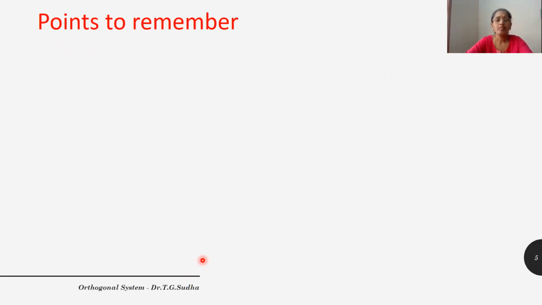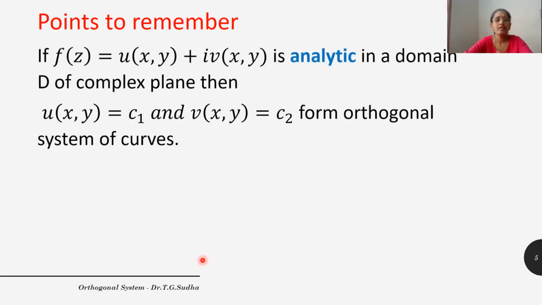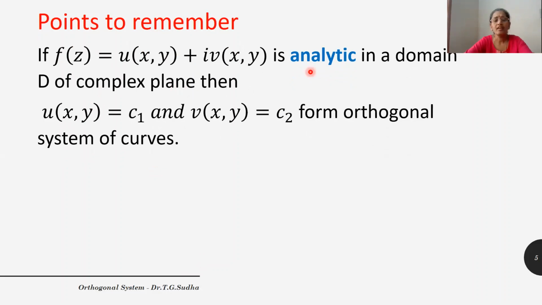Let us look into some points to be remembered. If f(z) is analytic in a domain D of the complex plane, then u = c1 and v = c2, the two curves, form an orthogonal system of curves. Whenever f(z) is analytic, the real and the imaginary parts are orthogonal to each other.